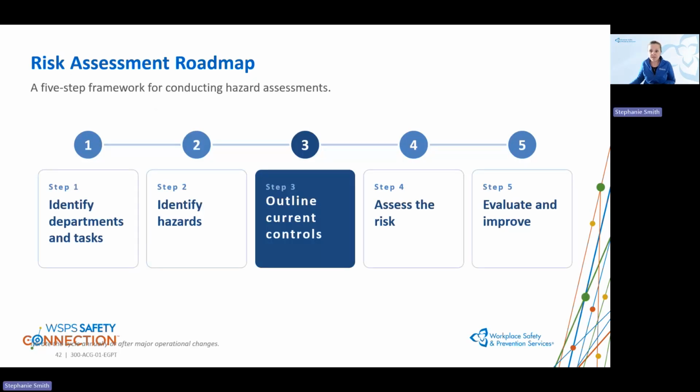Now, we've identified the different hazards present. We want to identify what controls we currently have in place. And this is where I'm going to start talking a little bit about ideas for combining risks together.